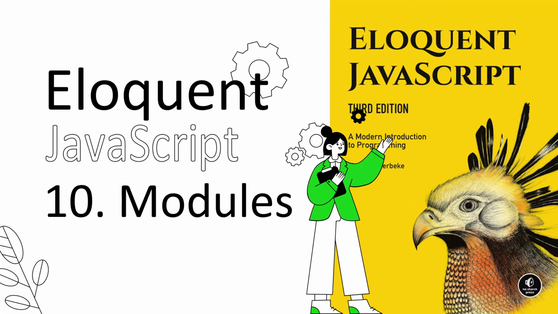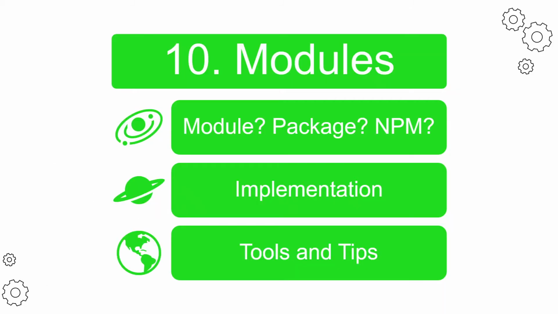Alright, let's continue with Eloquent JavaScript, and today we are looking at chapter 10, modules. Here is the table of contents. Today we are going to learn what a module is, what a package is, and also npm, which stands for Node.js Package Manager. We will take a look at some code about the implementation of modules, and finally, we are going to look at some tools and tips for creating modules.